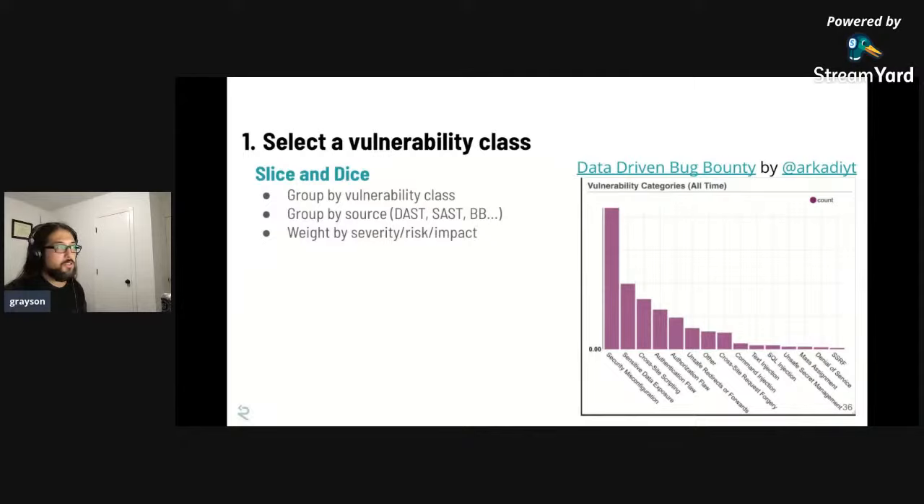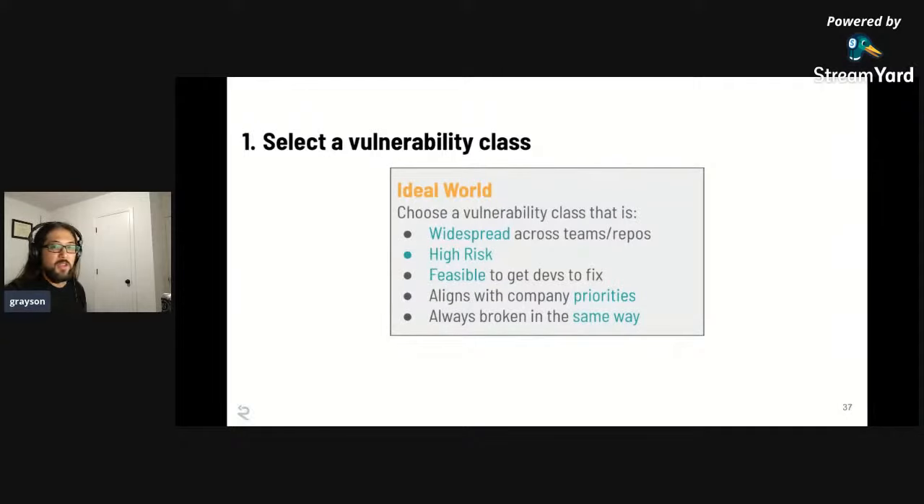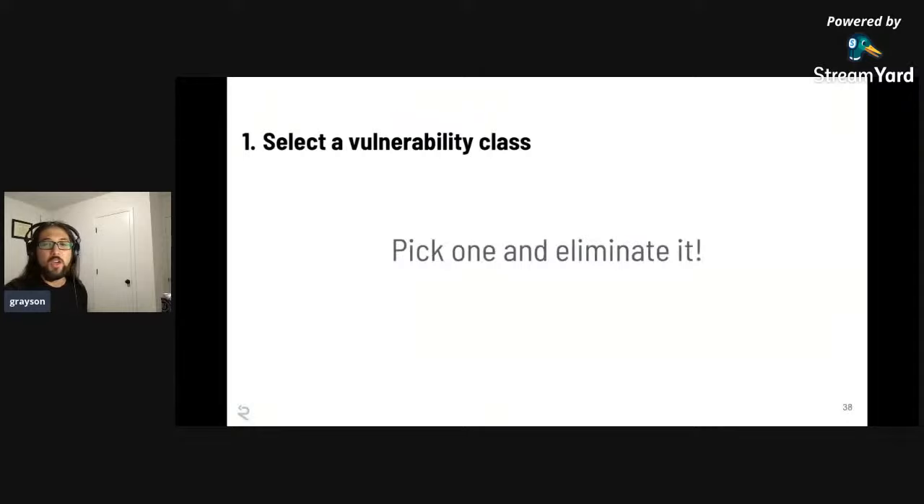Once you have data, you can slice and dice. You can group by whatever you want, impact, prevalence, whatever. And then in an ideal world, you can choose a vulnerability class to prioritize. You can choose one that's widespread amongst all your teams or projects. The class that you select will be high risk. It'll be feasible to get devs to fix. It'll align with company priorities, and it'll be always broken the same way, which means it's easy to fix it the same way every time.